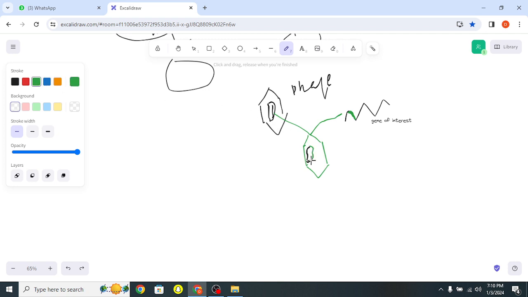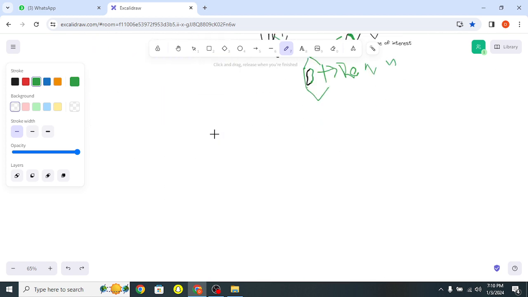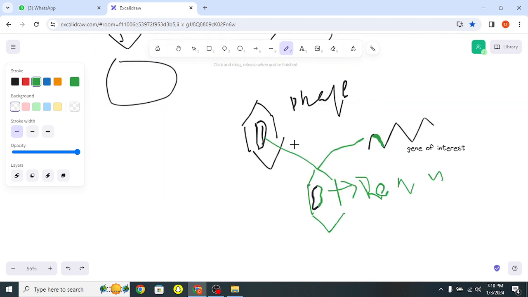Now again, this is called recombination. I've taught you before that this is called the recombination of DNA of two different sources. This is done by the technique called recombinant DNA technology. This is a phage here. This is its DNA, and it's the gene of interest of the desirable product. What we have to form.